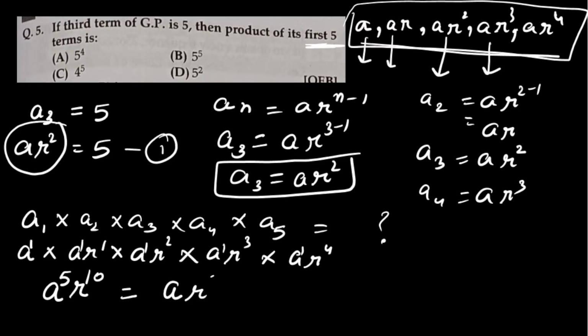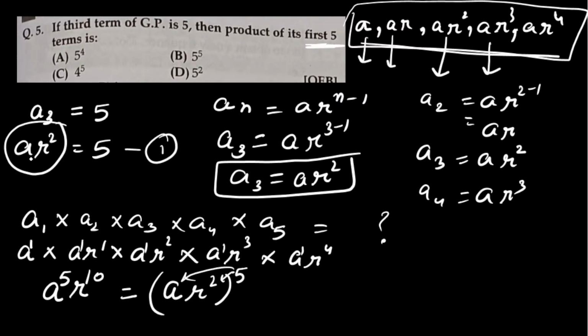I'll write it as AR to the power 5. From the power we will take 5 common. So in which way can it be written? AR squared, whole power 5. See, if you multiply by 5, it will become the same thing again: A^5 R^10. It will become the same thing only. So I've taken 5 common.